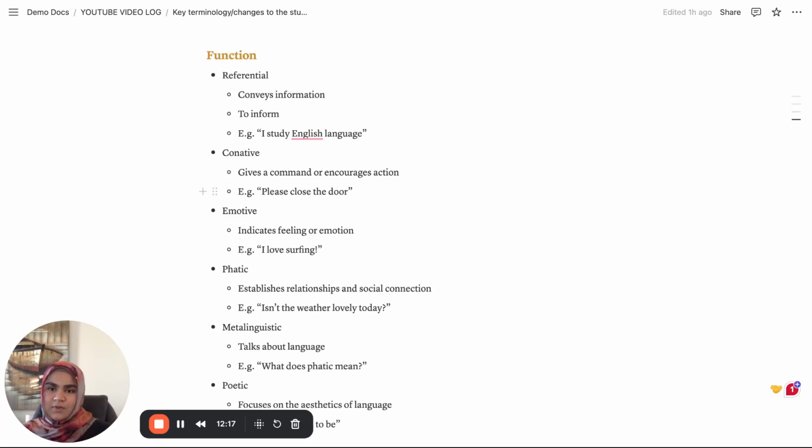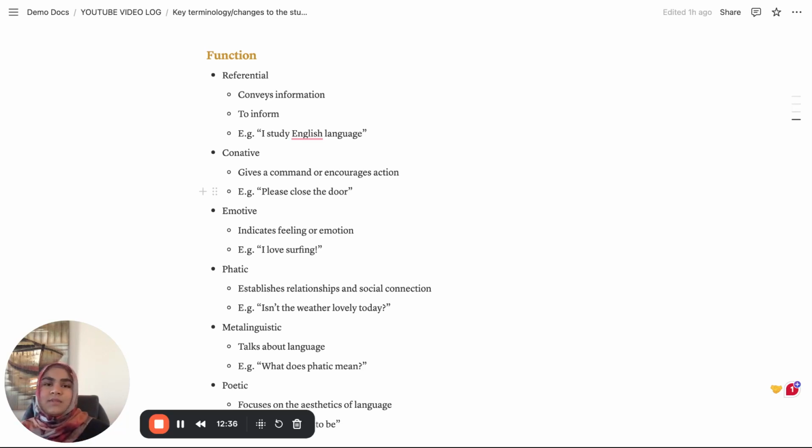So the first function, the most common one, is the referential function. This is when a text conveys information. So it's what you would say is to inform in the old SD, but now it's the referential function. The text serves a referential function. The text achieves a referential function.